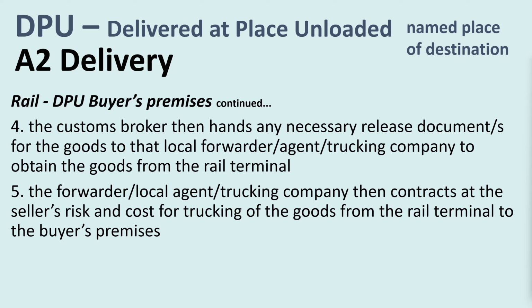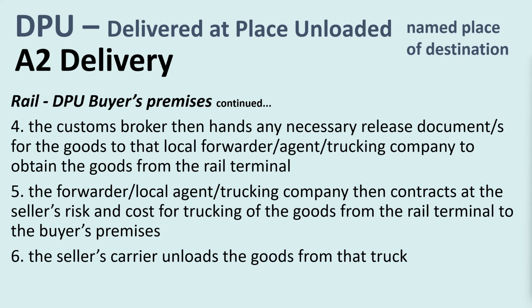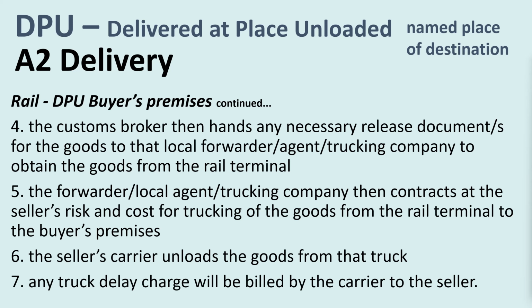Five, the forwarder or local agent or trucking company then contracts at the seller's risk and cost for trucking of the goods from the rail terminal to the buyer's premises. The seller's carrier unloads the goods from that truck or rail car, and any truck delay charge will be billed by the carrier to the seller.